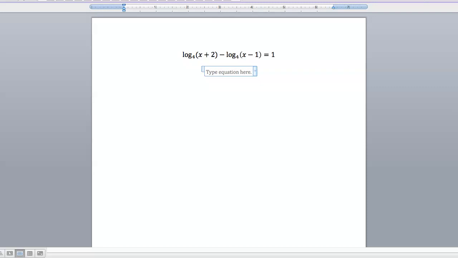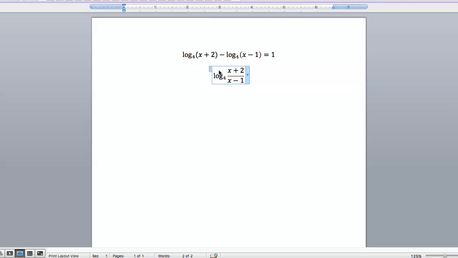Our goal is to solve this logarithmic equation. I'm going to start on the left-hand side, and notice I have two separate logarithms. The bases are the same, and that's good news, and they're subtracted. So I'm going to use the property of logarithms that says when I have two logarithms that are subtracted, I can rewrite them as a single log, same base, with the two expressions divided. So I'm going to do x plus 2 divided by x minus 1.